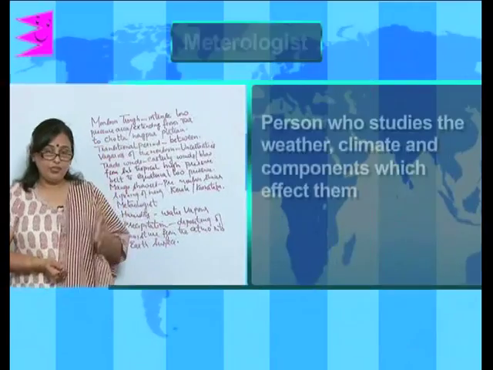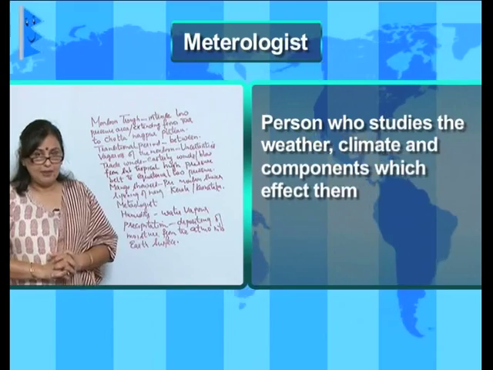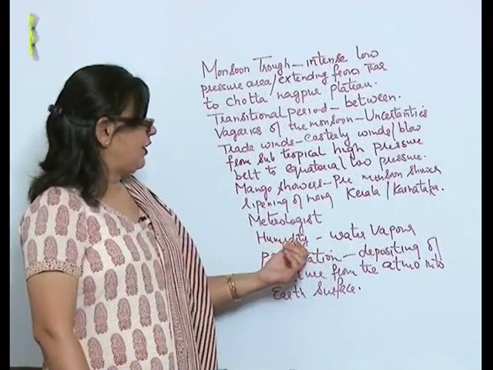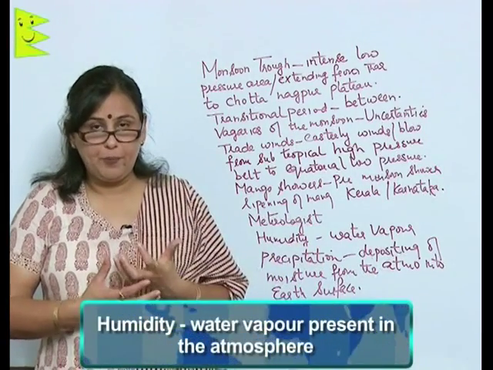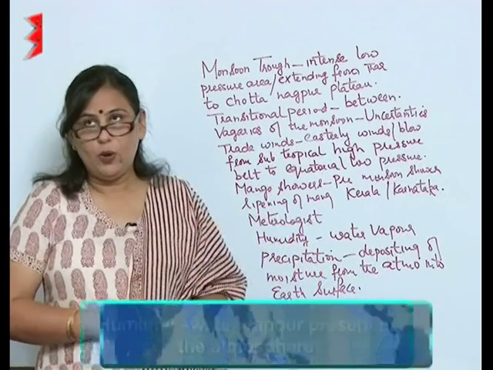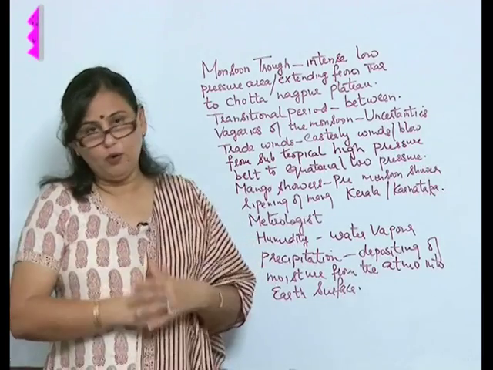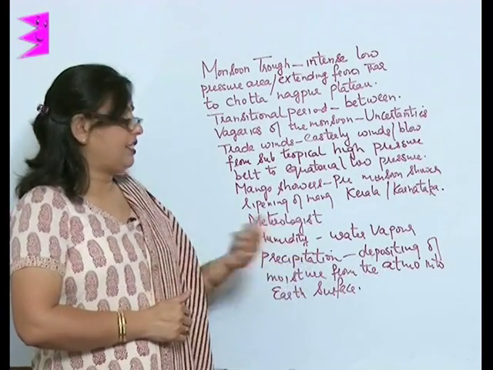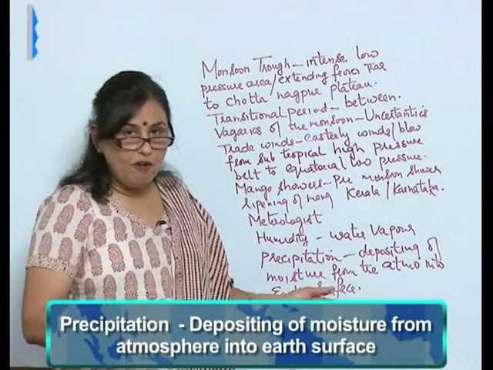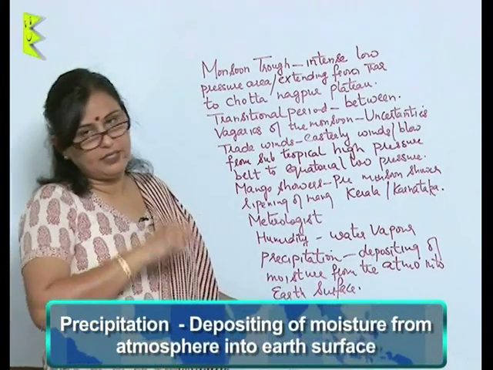Meteorologist. A meteorologist is a person who studies the weather, climate and the components which affect them. Next is humidity. The water vapor present in the atmosphere is called the humidity. So, after rain, generally what do the people say? It's very humid today. Next, precipitation. Precipitation is the depositing of moisture from the atmosphere onto the earth's surface.